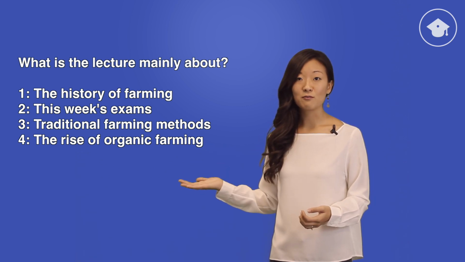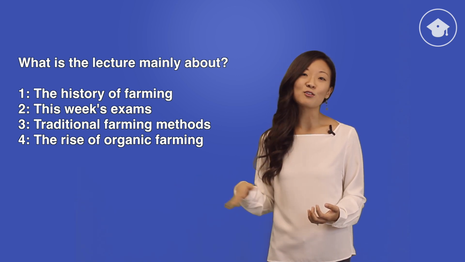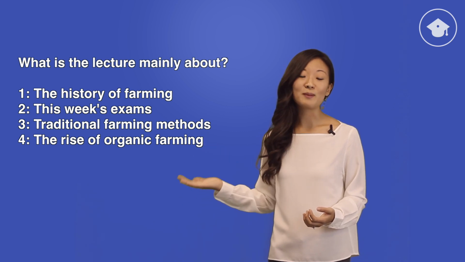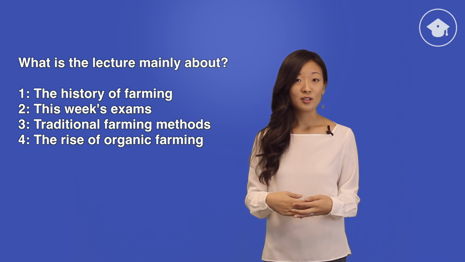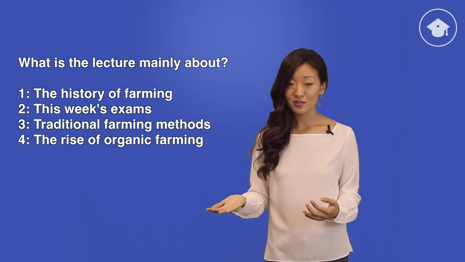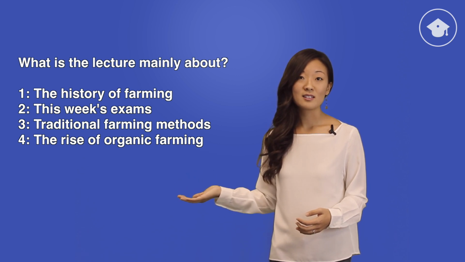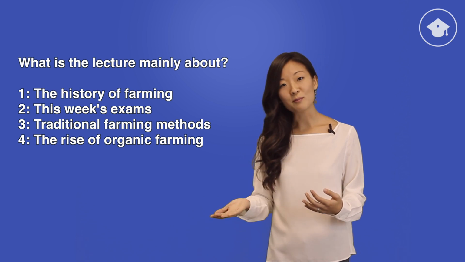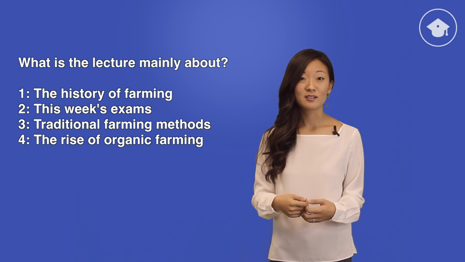Choice 1 is about farming, but it doesn't mention organic farming. It seems too general to be the main topic. Choice 2 is about this week's exams. These are mentioned at the beginning of the lecture, but they're not what the lecture is about. Choice 3 is about traditional farming methods. This is also mentioned at the beginning of the lecture, and it's about farming, but it doesn't fit our guess about what the lecture is about.